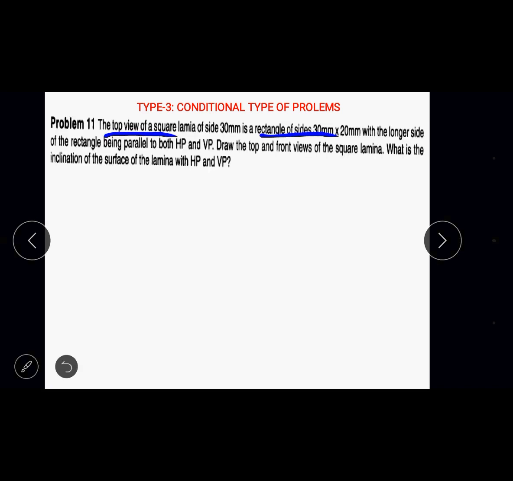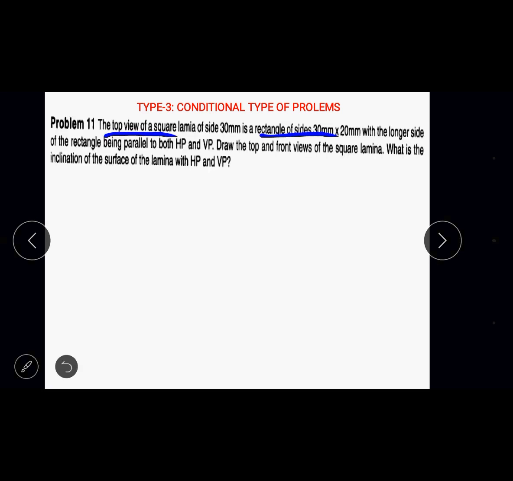So it's HP resting. You have to place the square lamina on the horizontal plane. Now how do you rest the square lamina? It doesn't make any difference, because all four sides are equal in a square lamina. There is no longer edge or shorter edge in a square lamina. But here the question is whether it's edge resting or corner resting. That is also given in the statement.